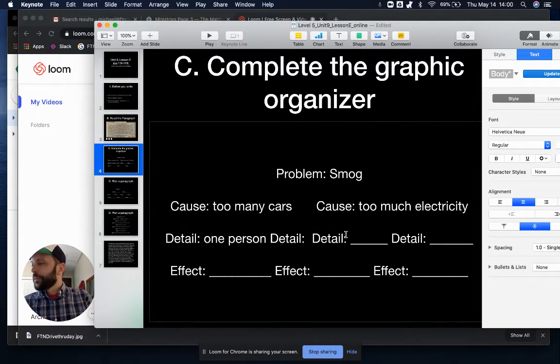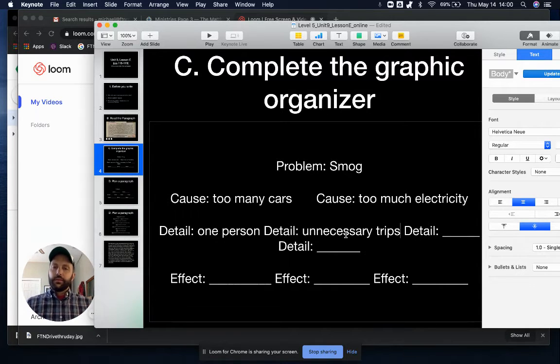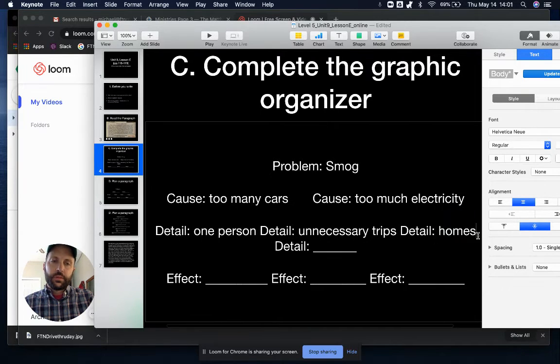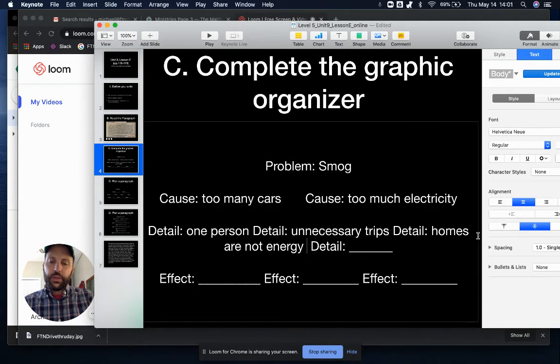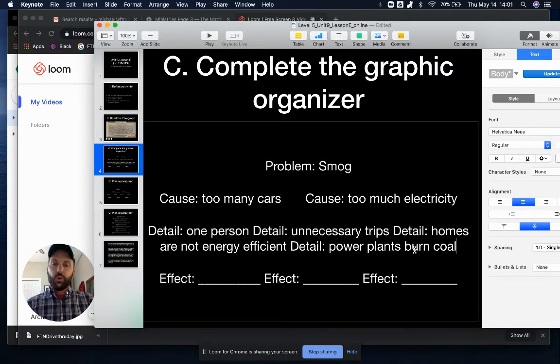And then there's also people who take unnecessary trips. Again, instead of walking 2 blocks, you drive 2 blocks. Then, again, there is the next cause: too much electricity is being used, and that's why we have smog. So the first detail for that one is homes are not energy efficient. And then the next detail is, because of that, power plants burn a lot more coal. Okay?